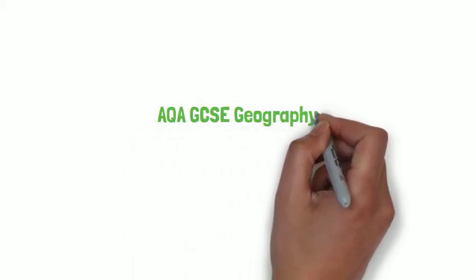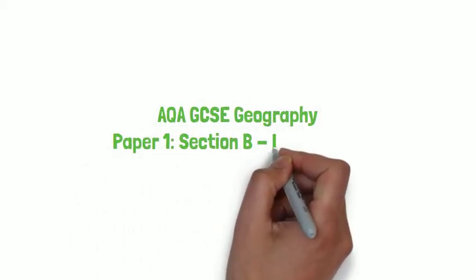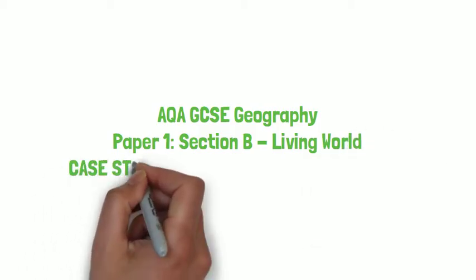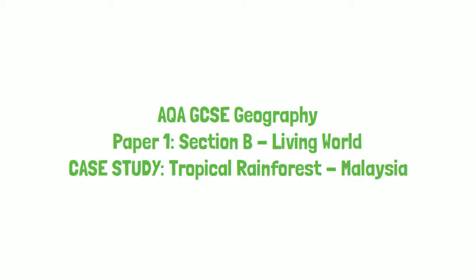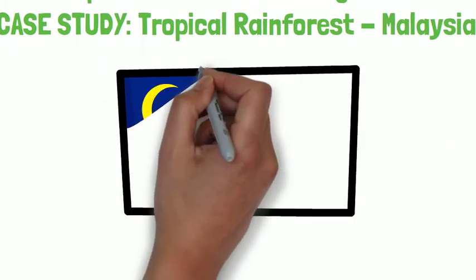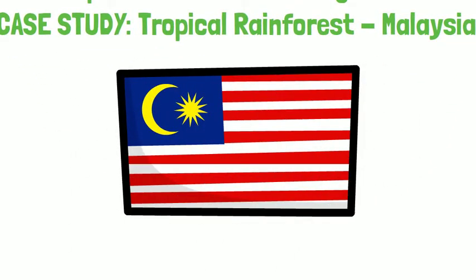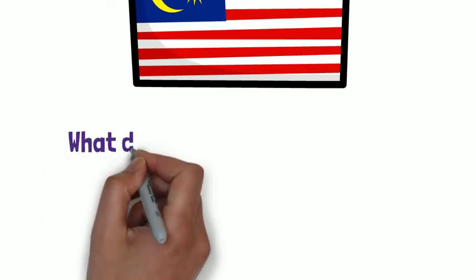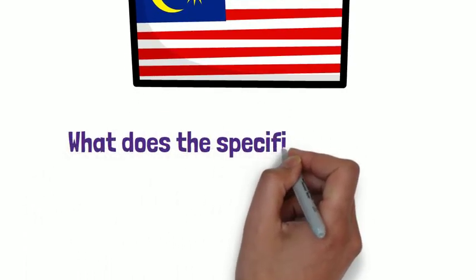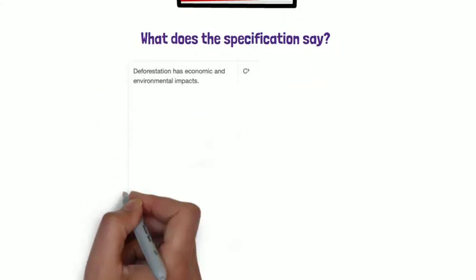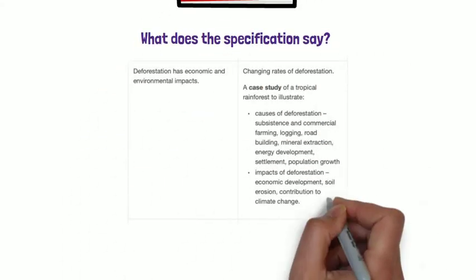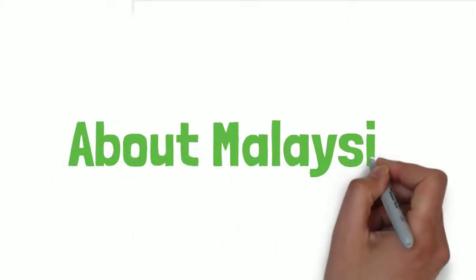So this is a revision video for AQA GCSE Geography, Paper 1, Section B, Living World. And this is our case study of a tropical rainforest, and we're looking at Malaysia and the Borneo rainforest. So if we have a quick look at the specification, we're looking at a case study of a tropical rainforest and looking at the causes and the impacts of deforestation.